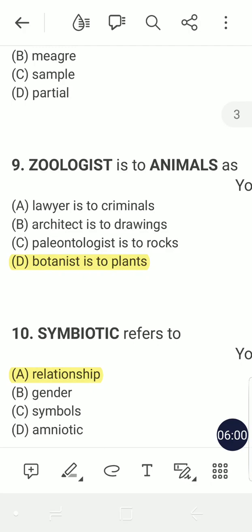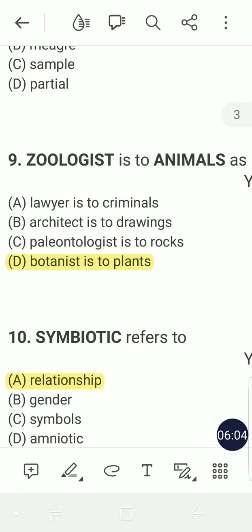Number nine. Zoologist is to animals as botanist is to plants. So this question is about the worker and what they work on. The zoologist works with animals, works on animals. A zoologist deals with animals, studies animals. That's why the answer is botanist, because a botanist studies plants, works on plants, works with plants. So it's the worker and what's being worked on. That kind of relationship.